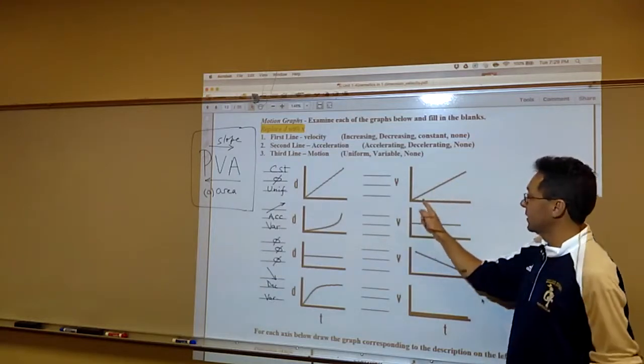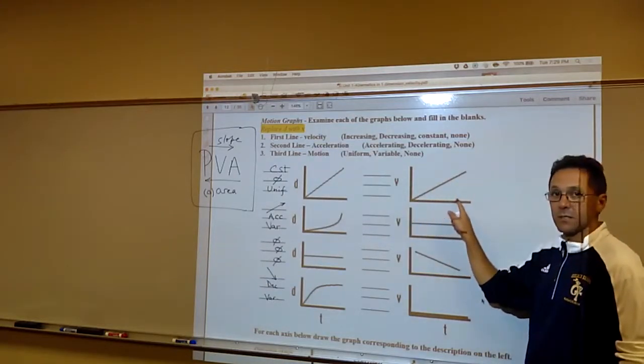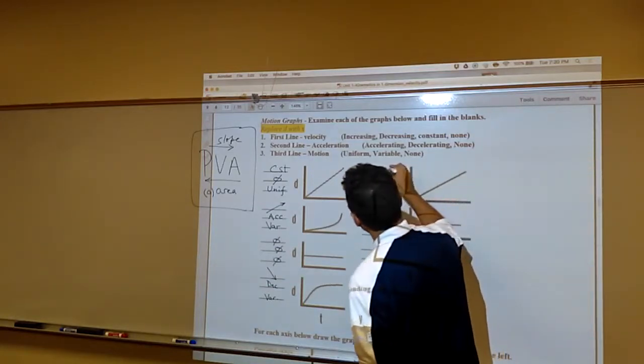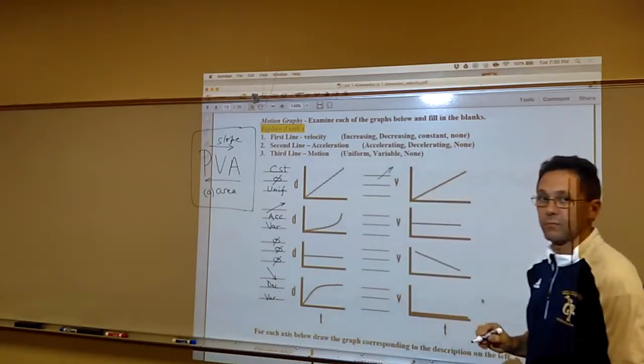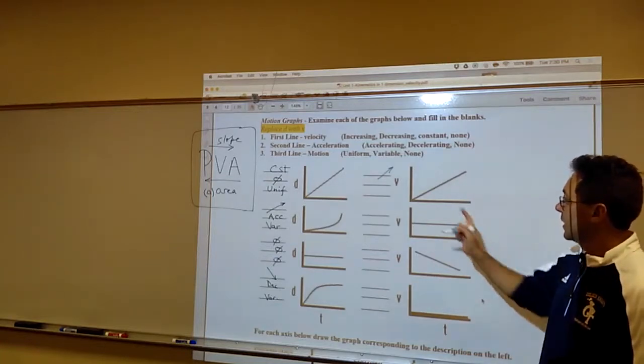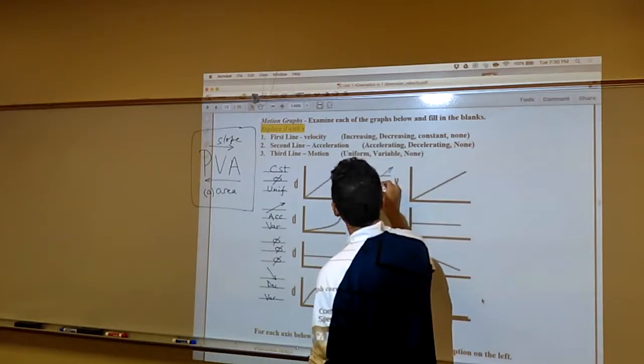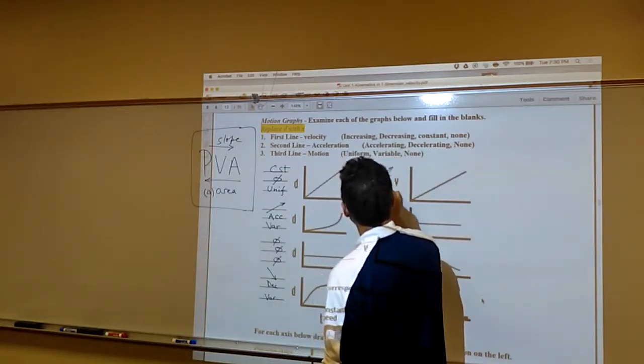You can see clearly that as the time passes, your velocity increases. I hope everyone sees that. So think about it. As the time passes, your velocity increases, which means you are accelerating, and it's variable motion.